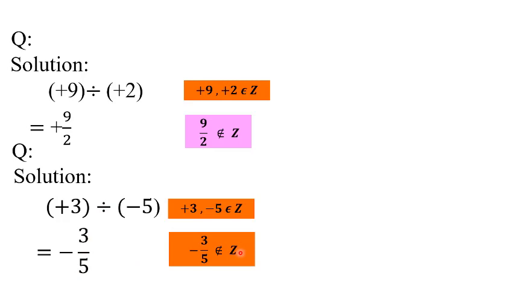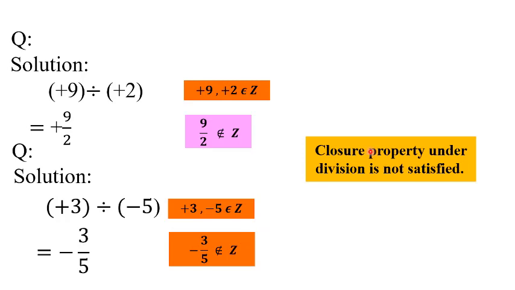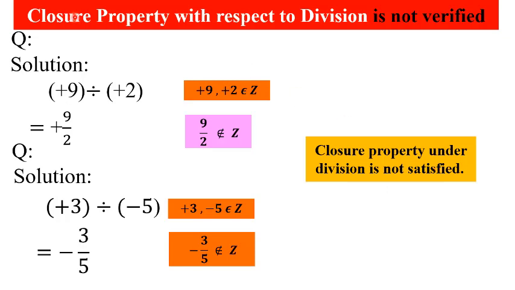What does it mean? What result do we have from here? We have that closure property under division is not satisfied. Hence, we may see that closure property with respect to division is not verified by both of these two examples.